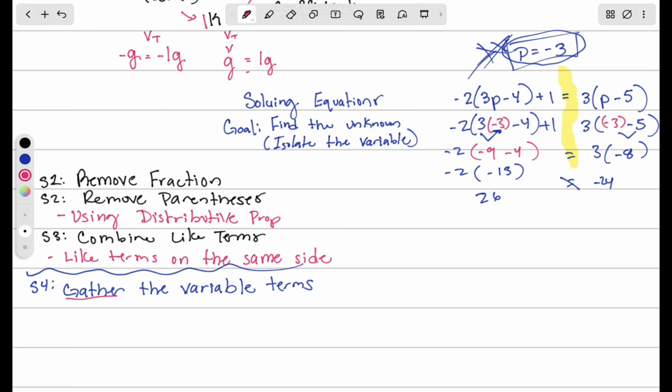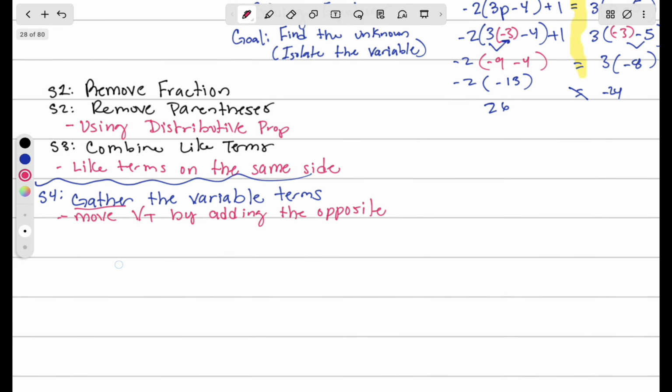So, in order to gather the variable terms, I want you to put this on here. You gather the variable terms by, no, I won't say by. I'll just tell you what to do. Move VT, move variable terms, by adding the opposite. We're going to talk about that this week. So you move the variable terms by adding the opposite.